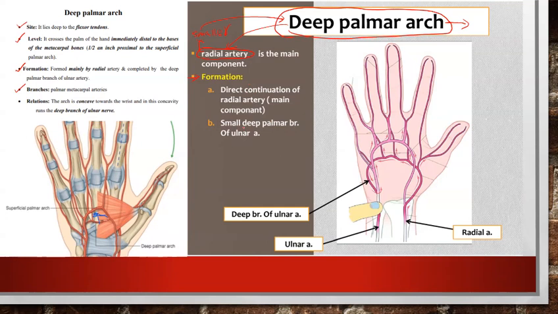It also takes a small branch from the ulnar artery called the deep palmar branch of the ulnar artery. The second point is the site. As we said, the superficial palmar arch was superficial to the flexor tendons. The deep palmar arch is deep to the flexor tendons.